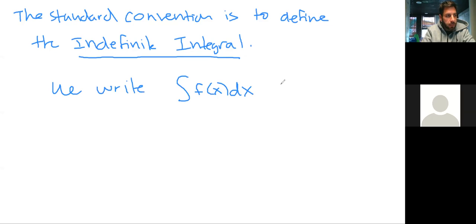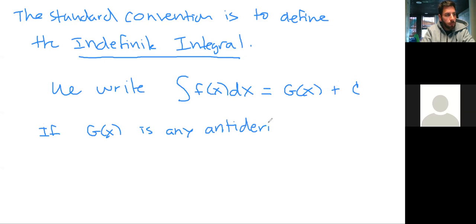We write that this equals g of x plus c if g of x is any antiderivative of f. So do not get confused. Notice this integral does not have any bounds because it's a different type of integral. It's called an indefinite integral.